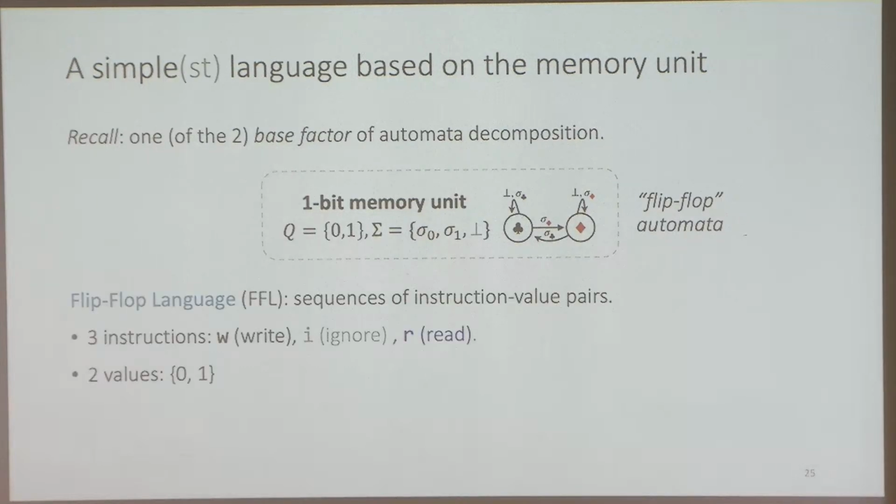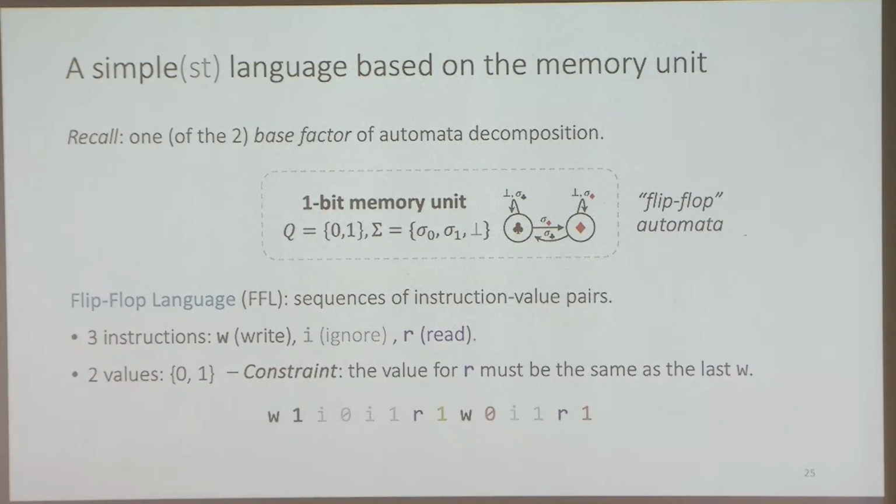We define flip-flop language as the language consisting of sequences of instruction-value pairs. There are 3 instructions: read, write, or ignore. Each instruction is followed by a binary value. There's no constraint on the value except that the value following each read will be the same as the value following the most recent write. The reason is that we're thinking of this as writing to the memory and then reading from the memory, so the value should be consistent with the last write.